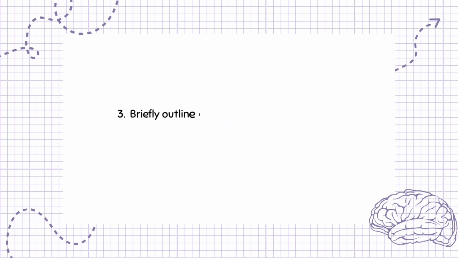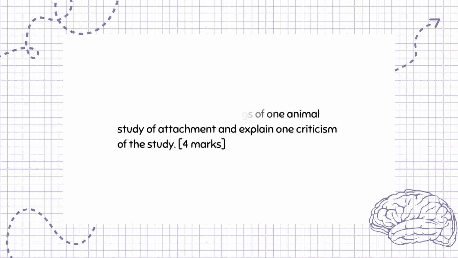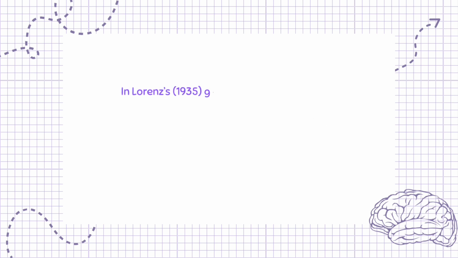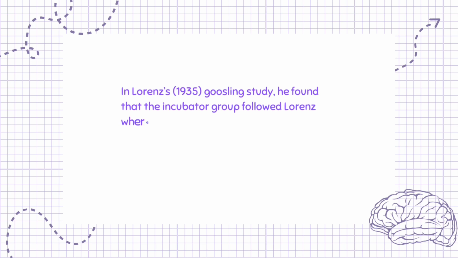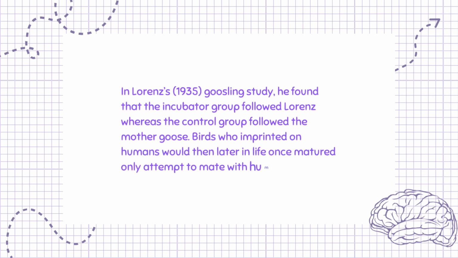Question 3. Briefly outline the findings of one animal study of attachment and explain one criticism of the study. 4 marks. In Lorenz's 1935 gosling study, he found that the incubator group followed Lorenz whereas the control group followed the mother goose. Birds who imprinted on humans would then later in life, once matured, only attempt to mate with humans.